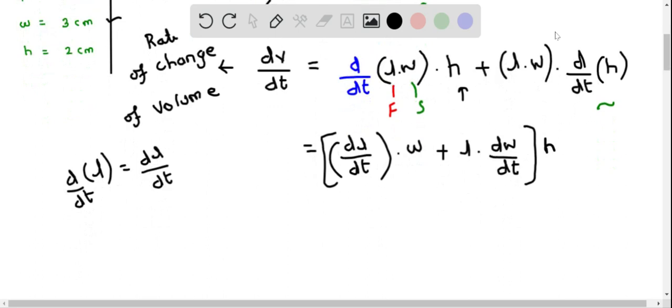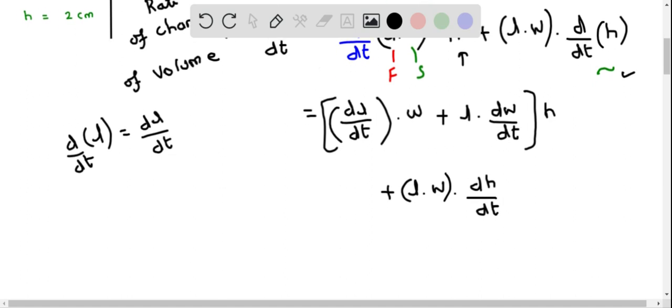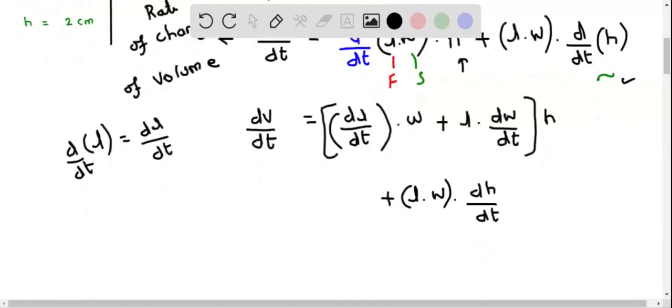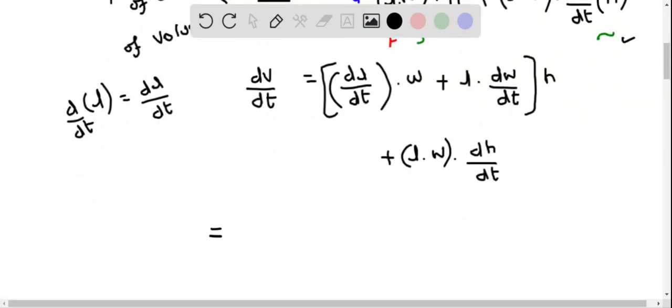Now we simplify the second. In the second, we have L times W, that is length times width, and then d by dt of H. This is nothing but the derivative of H with respect to time. So we can write down this as dH over dt. Now we have found the derivative of the volume, that is dV over dt. This is the rate of change of volume. We can put in the available information. So I'm going to substitute the information which we have already written here.